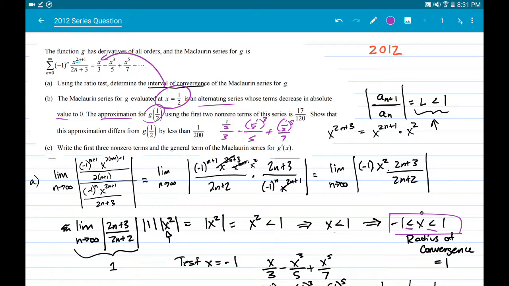And they tell us that if you substitute that in for the approximation, because that's what a series does, it's an approximation, that the first two terms, not the first three, the first two terms equal, oh my goodness, 17/120. Wasn't that nice of them to add it up for us? Show that this approximation differs from g of 1/2 by less than 1 over 200.